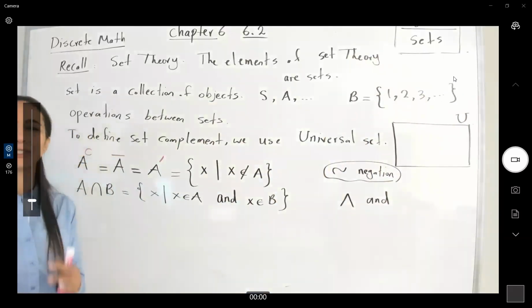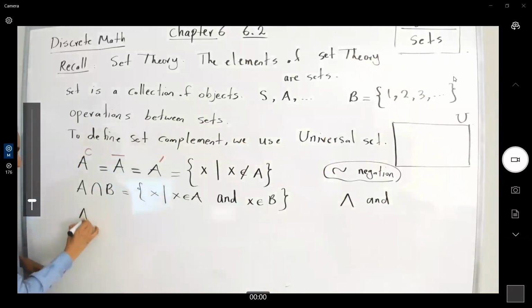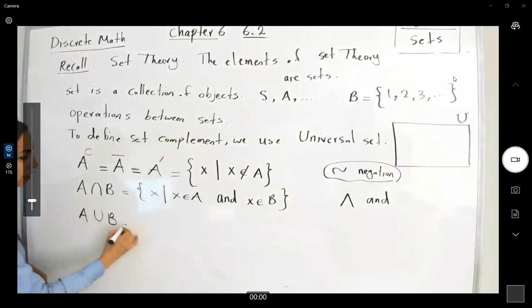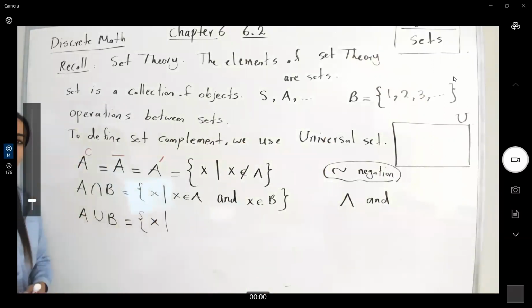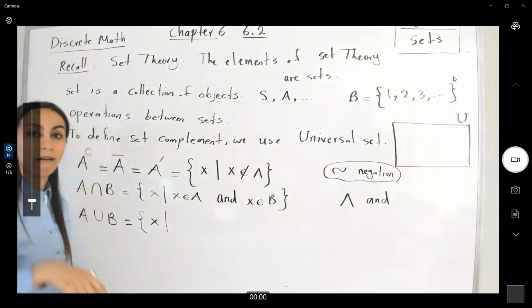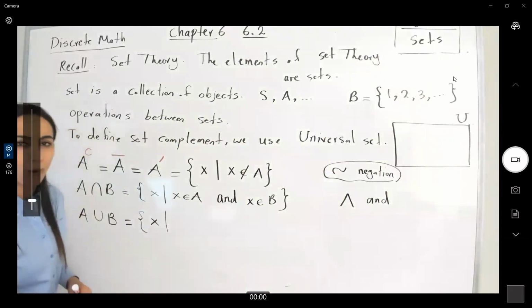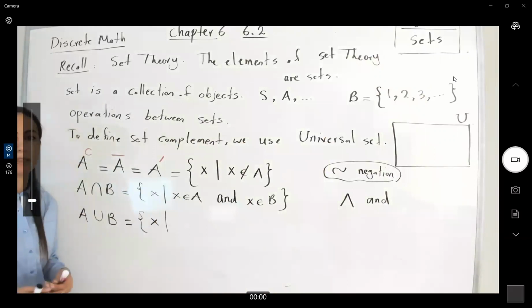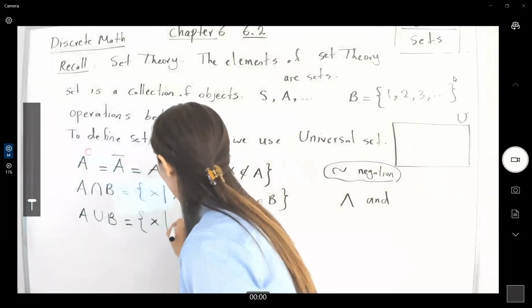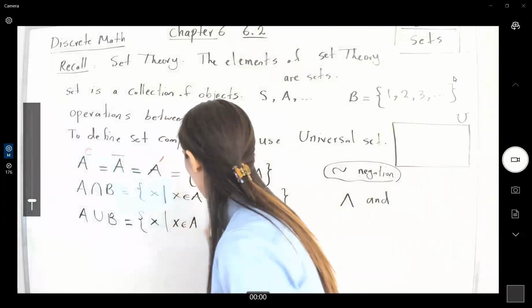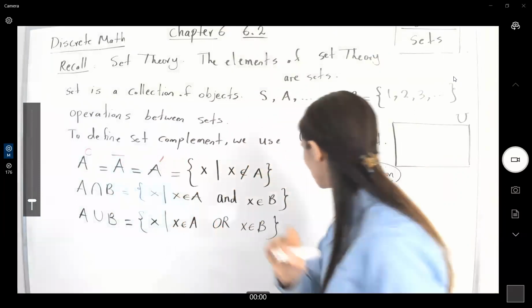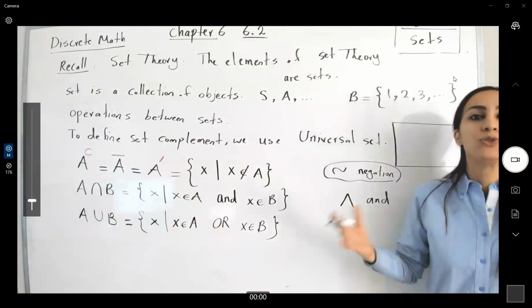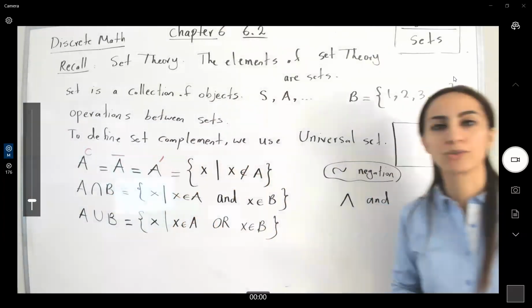The next one is the union between two sets. A union B is the set of all x values such that that element is either in the first set or in the second set. It might be in the common area between these two as well. x belongs to A or x belongs to B. So union is connected to or.